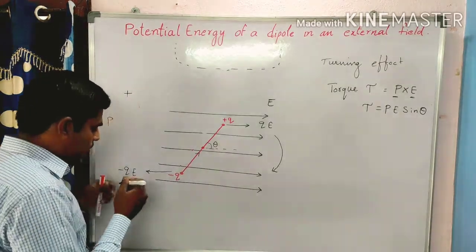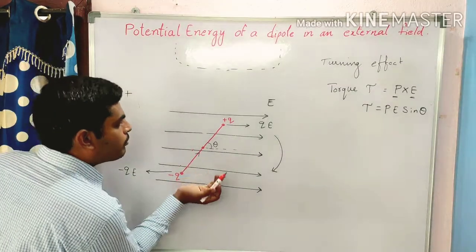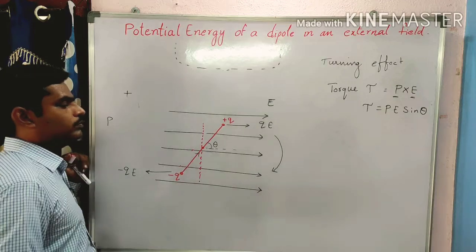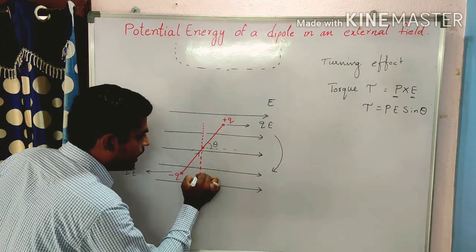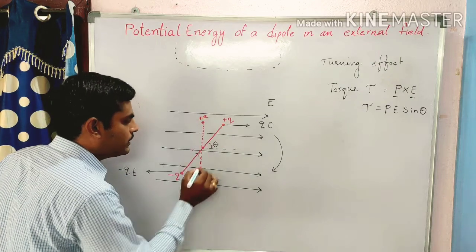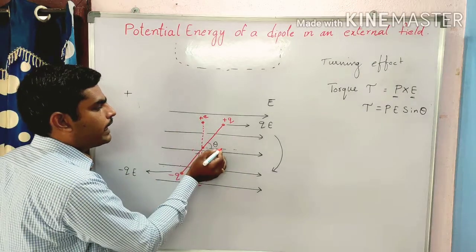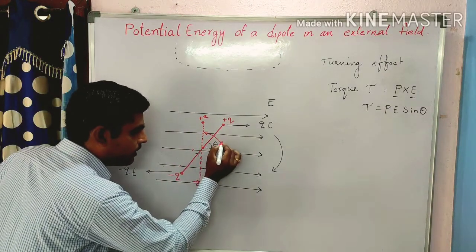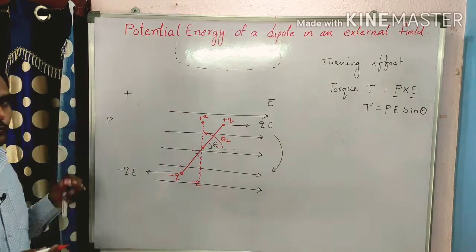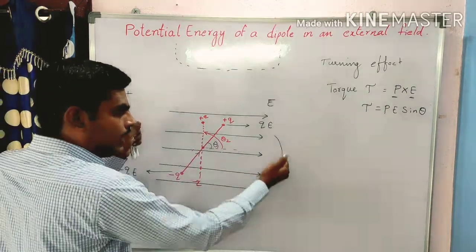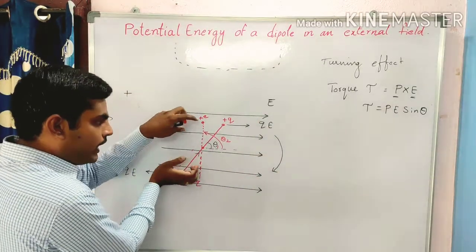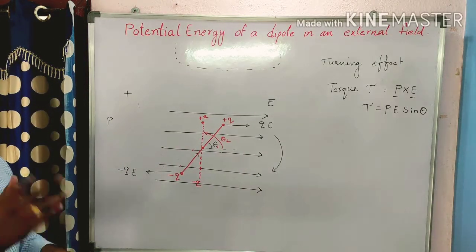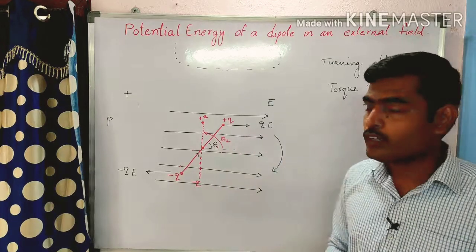So now I am rotating this dipole from here to here in the anti-clockwise direction. This is the position of the dipole after rotating, with the positive charge and the negative charge. This is the angle I made. Let me suppose the first angle is theta 1 and the next angle is theta 2. Naturally it rotates in the clockwise direction, and I am rotating it in the anti-clockwise direction, so some work is done. What is that work done?